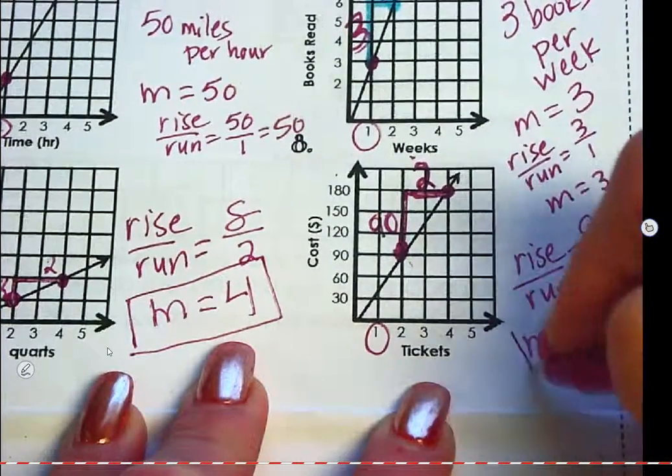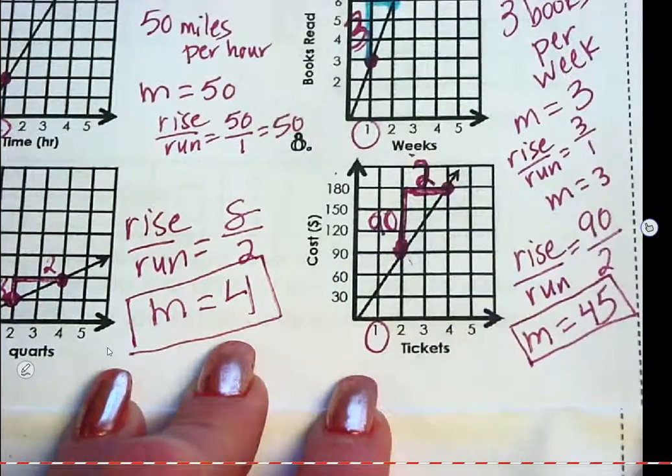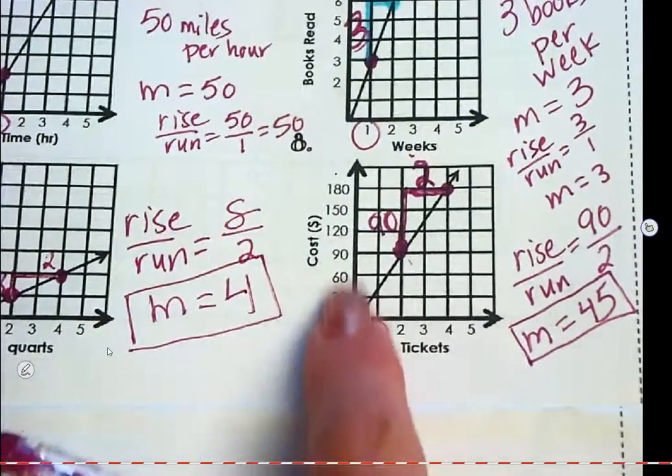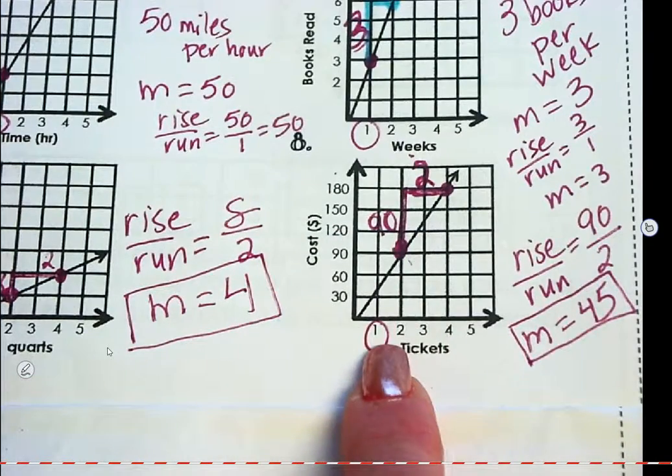45. Okay? So now we have a really good example of how to find unit rate, also known as slope, on a graph. You can do it with your slope triangle, or you can also do it by finding the value of y, your vertical axis, when x, or your horizontal, is 1.